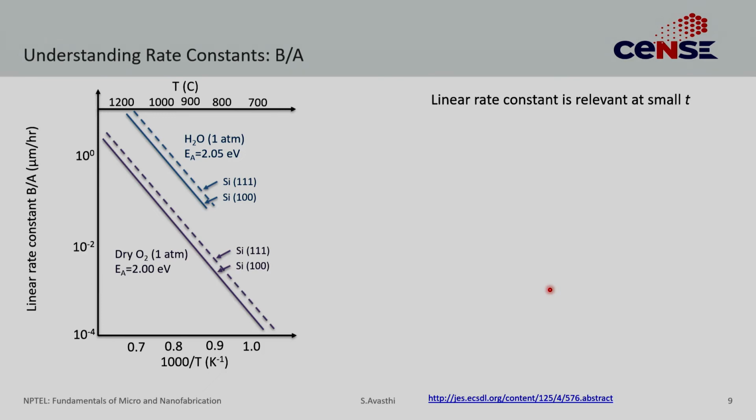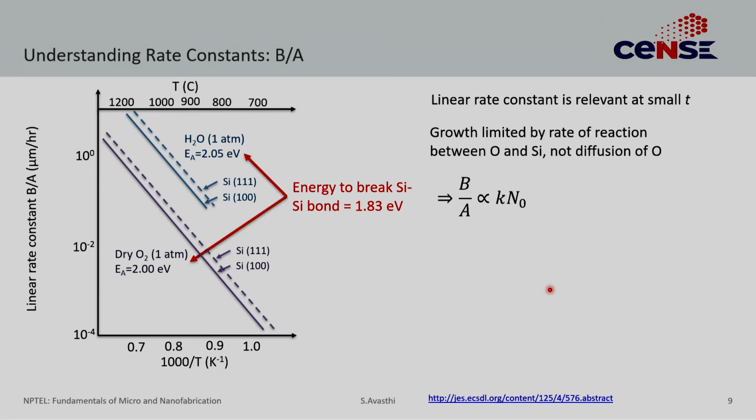So, coming back to that old slide of mine, the growth rate is not limited by diffusion. The diffusion of oxygen species is not the problem. The issue is the rate of reaction between oxygen and silicon. So, this linear rate constant must be proportional to K naught.